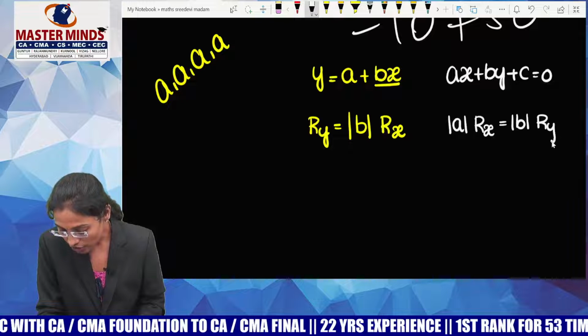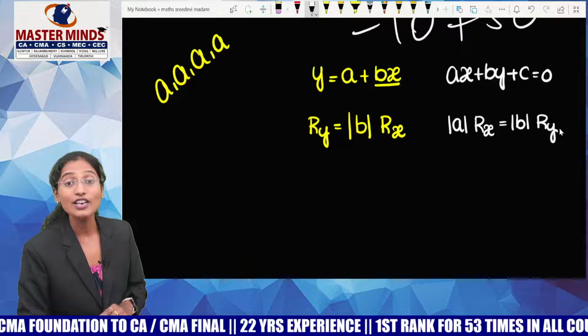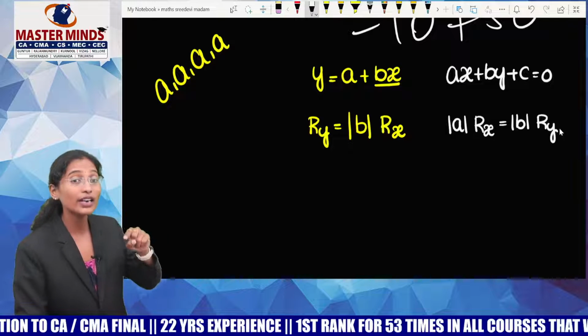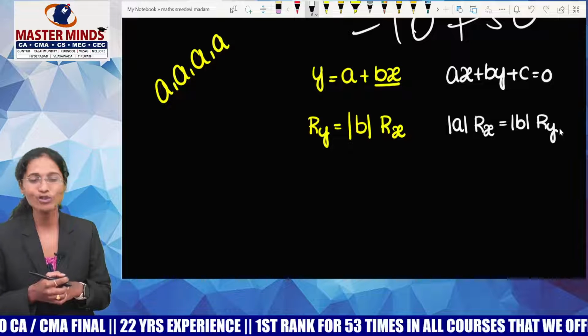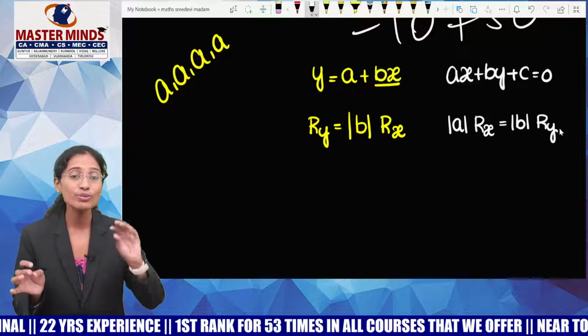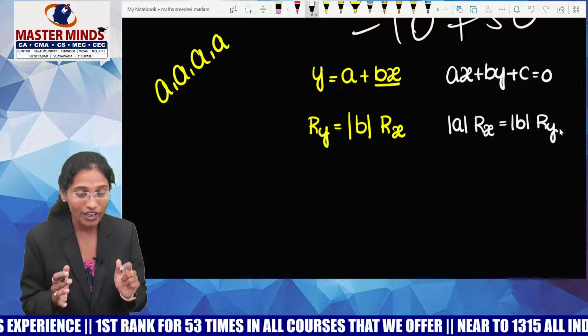Mod a into range of x is equal to mod b into range of y. So range is unaffected due to origin and sign, but it is affected due to scale. Of course, sign is also part of scale, but I'm writing it particularly because you must understand this negative sign will not affect range, not only range.